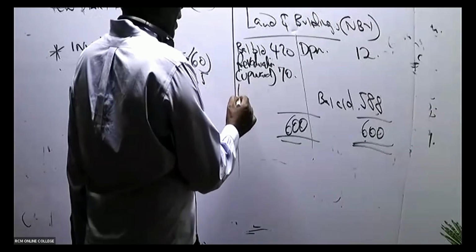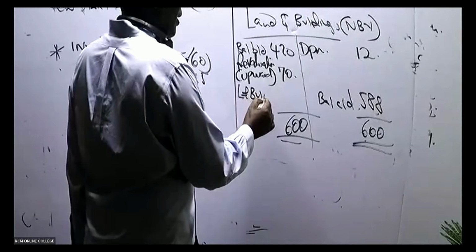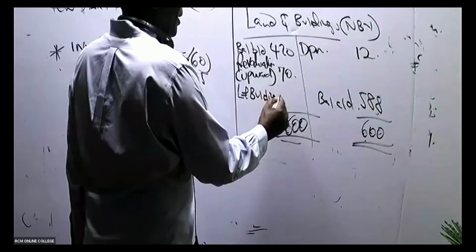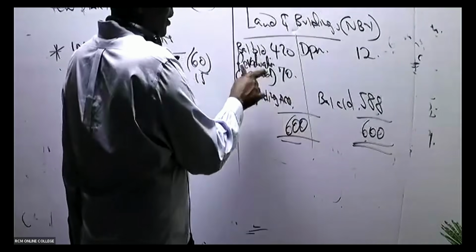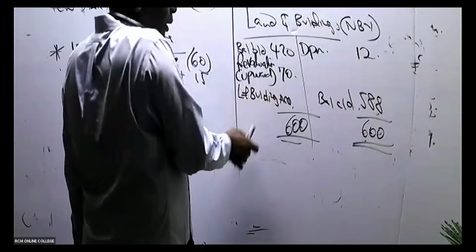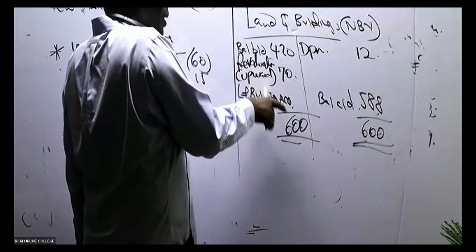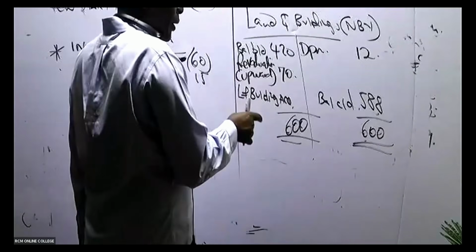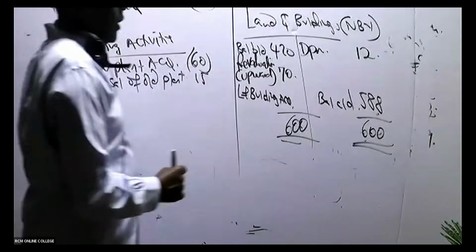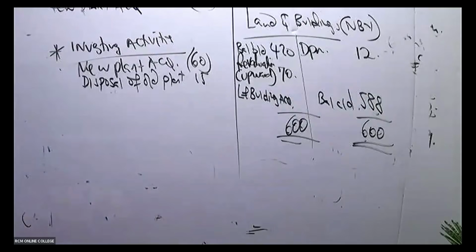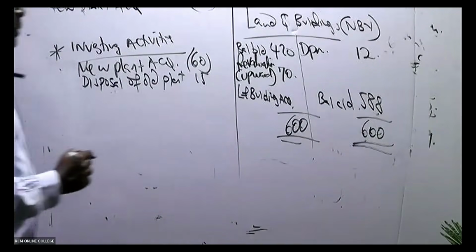Then, ladies and gentlemen, I'm able to see that we have land and buildings acquired, because I can see there is an increase. On this side, there is something that was done to make it 600. So 600 minus 490 gives me what figure? Some land and buildings acquired. So I'll put here bank.